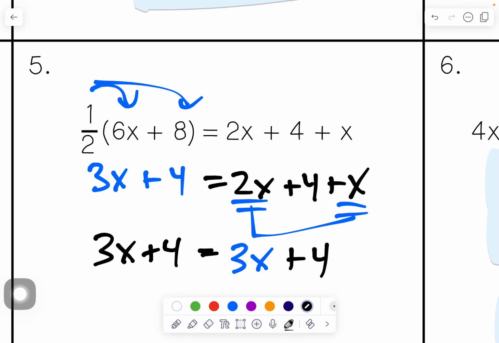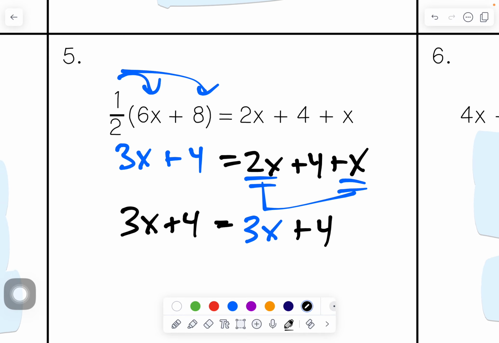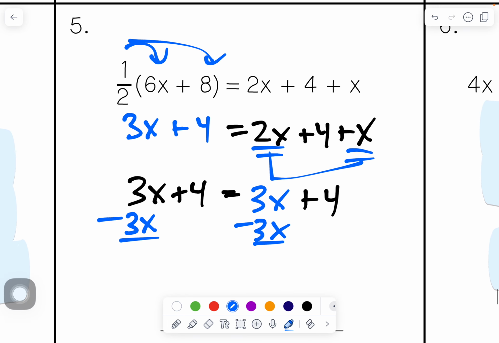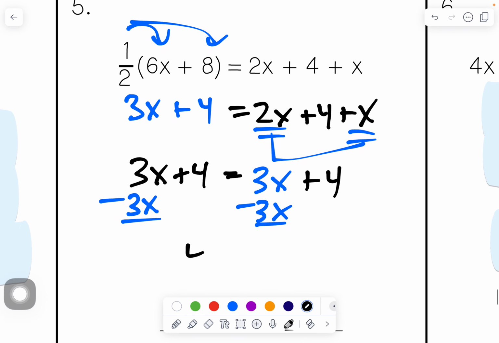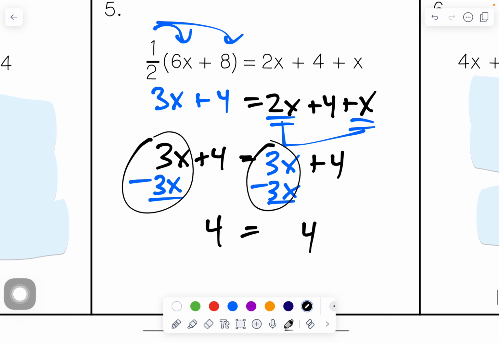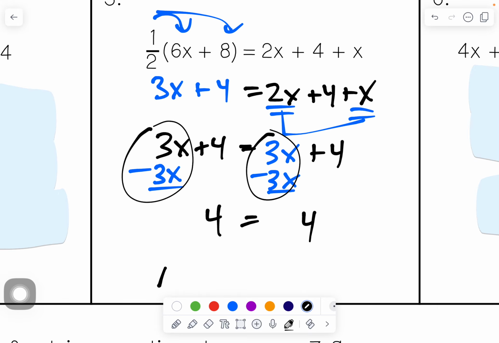So again, if you're sharp enough, you would already realize that both those sides of the equal sign say the same thing, right? So it's kind of setting you up for that special circumstance. But if I take another step further and subtract my 3x from both sides, I would end up getting 4 equals 4. Okay, see how both those make zeros. So here's a situation where everything cancels out, and I'm going to say all solutions.